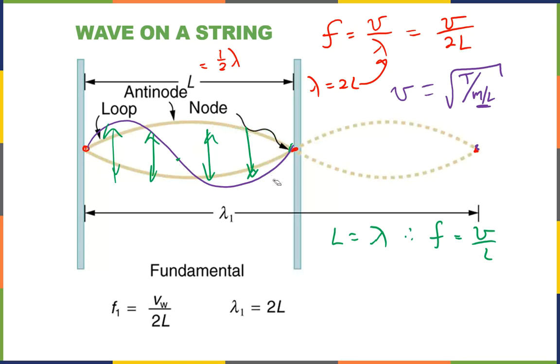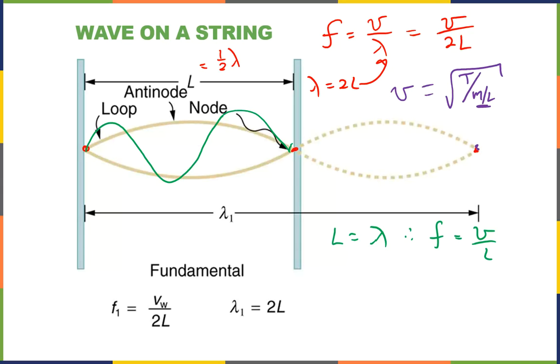But then there's other options I could go with. I could fit 1.5 wavelengths in here. I could have it go like that. Then I would have the length is equal to 3/2 wavelengths. Frequency is equal to 3V over 2L.